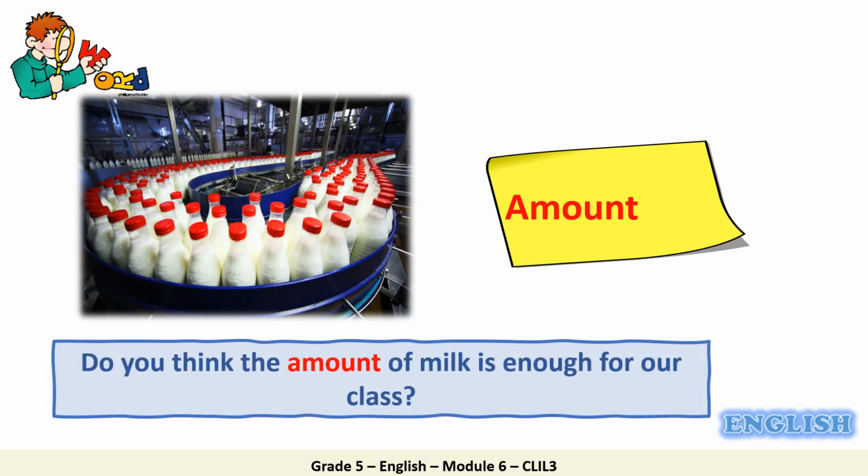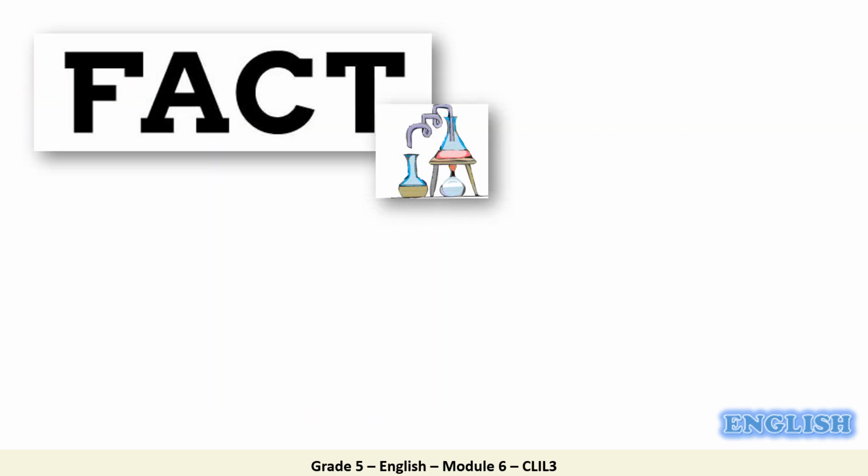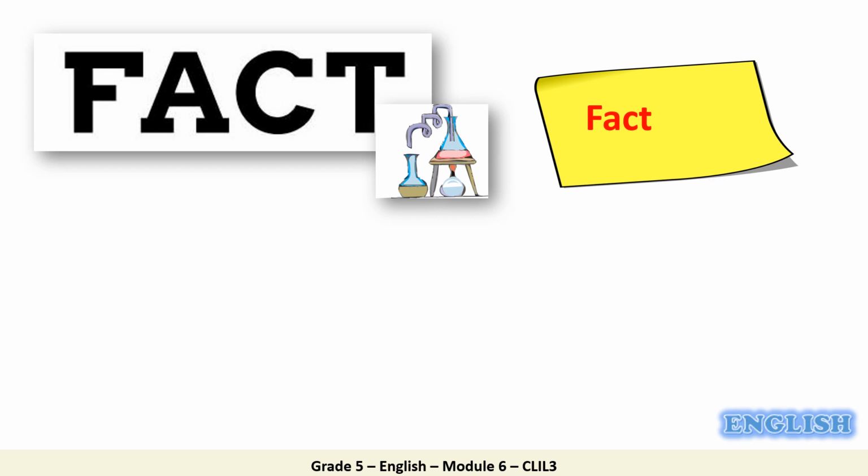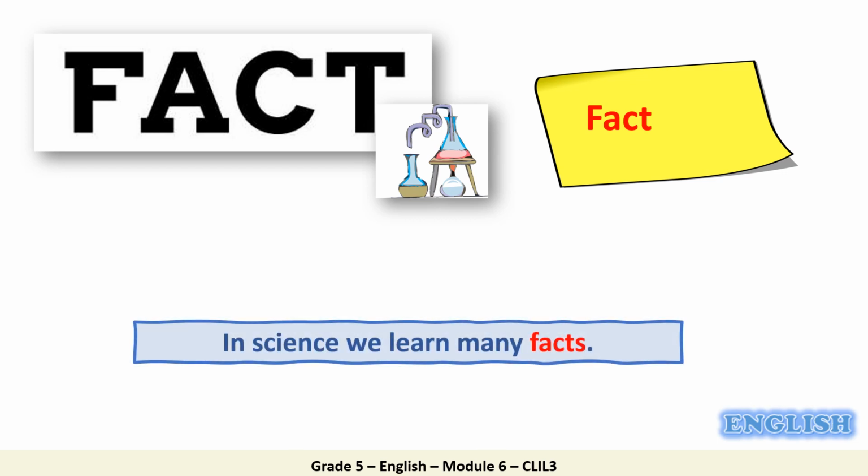Let's read the example. Do you think the amount of milk is enough for our class? Which part of speech do you think this word is? It's a noun. Excellent. Let's move on. Fact. A fact is something real. Where can we study facts? Excellent. In science. In science, we learn many facts, and it is also a noun. Good job.